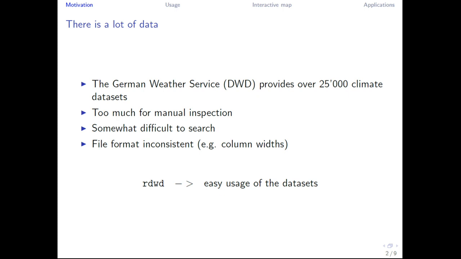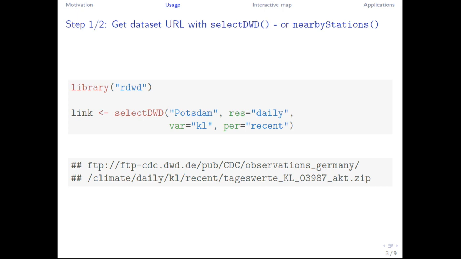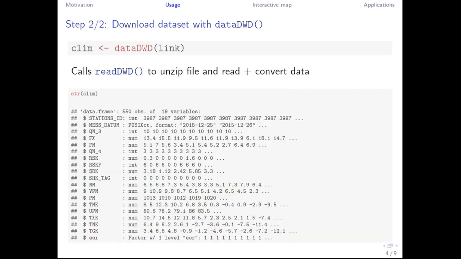That's pretty cool. It's also a bit too much to inspect and to search, and it's not always quite consistent. They're getting better with it. The idea is that it's really easy to do. There are 2 steps: figure out what URL you need, and then download it. For the first part, you can use selectDWD. For example, I want the daily climate data for Potsdam, the recent ones, and it gives me back that long FTP link, which I can then download in the second step with the function dataDWD.